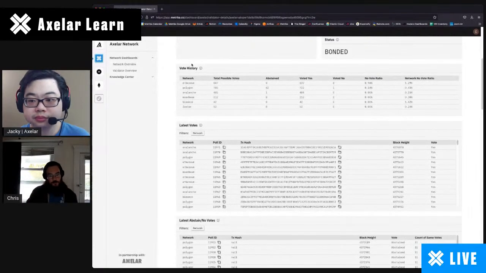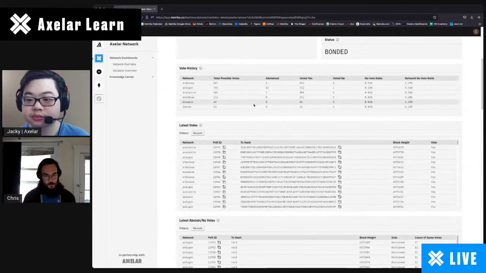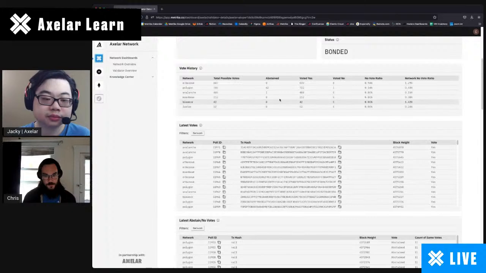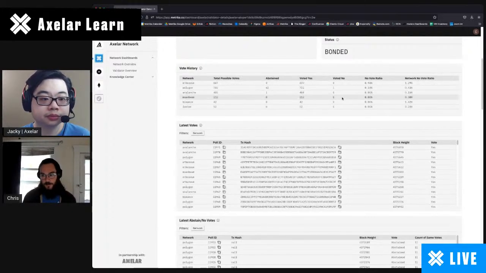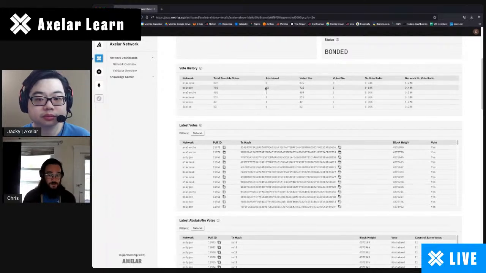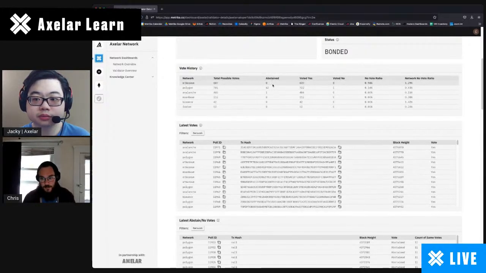And additionally, we provide a lot of information about how a validator is participating in the external chain voting. So right here, we provide an overview of how it's voted across networks, whether or not it's been abstaining frequently, whether it's voting yes or voting no. And I think with this validator, it's interesting to see that most of its abstains are isolated to Polygon, which could suggest there's something going on with Polygon, something up with that specific integration, etc.